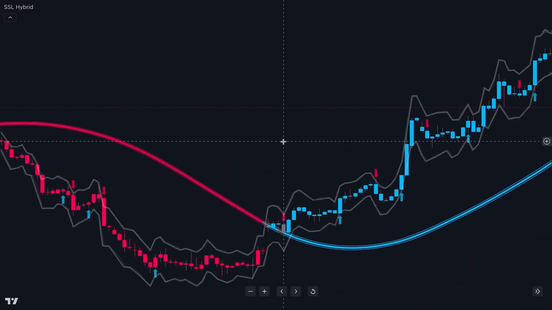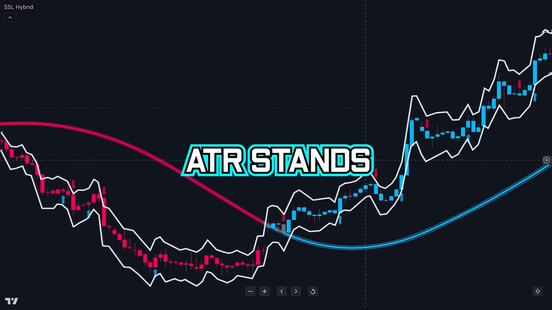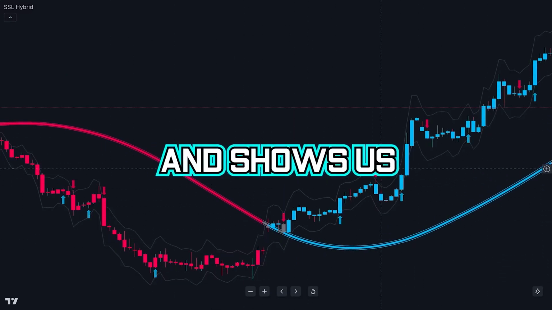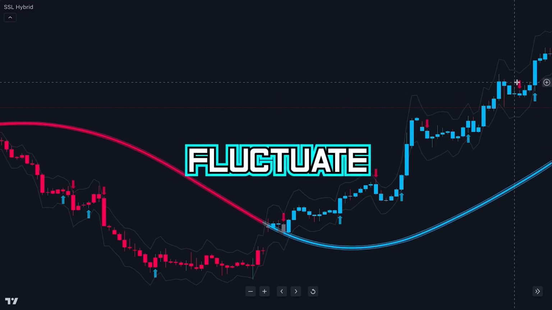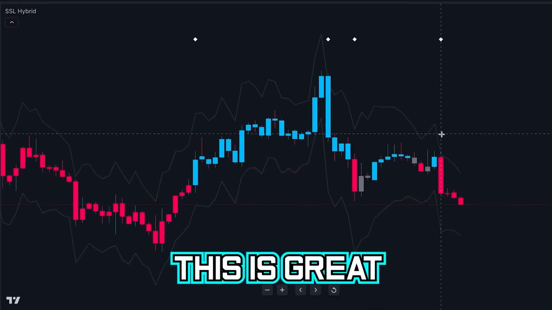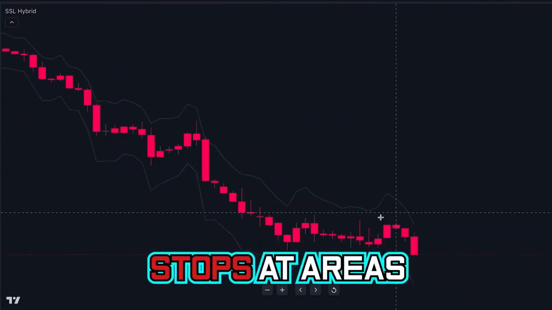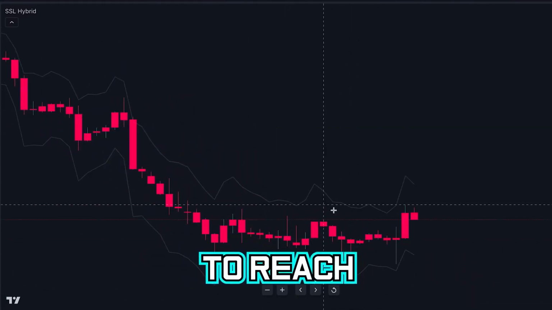Next, we have these ATR bands. ATR stands for Average True Range, and it calculates the volatility in the market and shows us the average area price is likely to fluctuate within. This is great because it allows us to see the current volatility of the market, and we can set stops at areas that price is unlikely to reach.